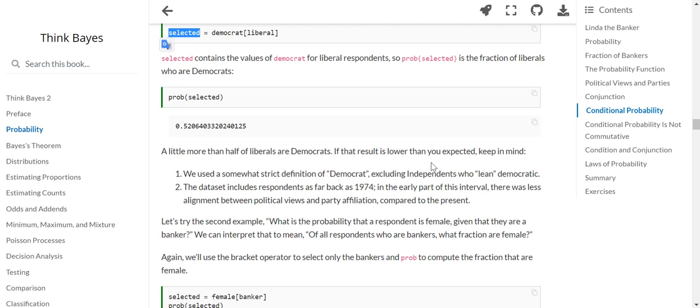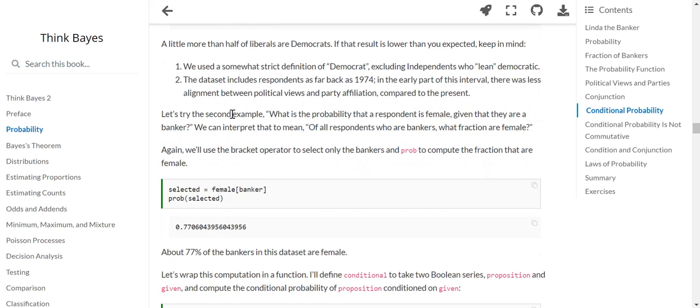If that result is lower than you expected, keep in mind we use a somewhat strict definition of Democrat, excluding independents who lean Democratic. The dataset includes respondents as far back as 1974. In the early part of this interval, there was less alignment between political views and party affiliation compared to the present. Okay, let's try the second example.